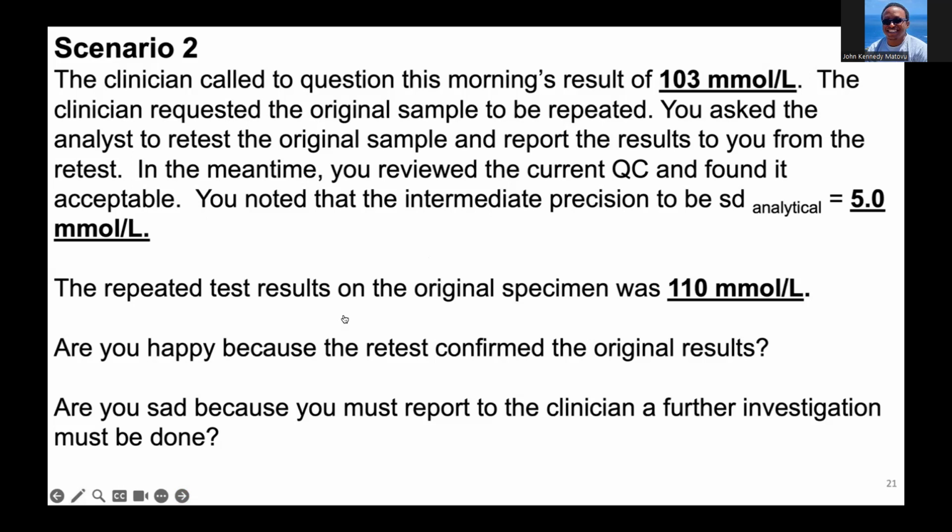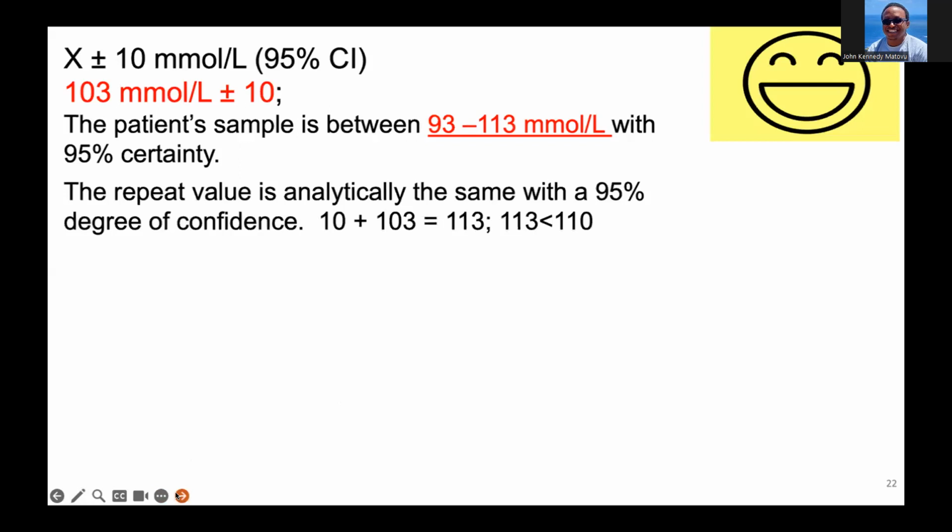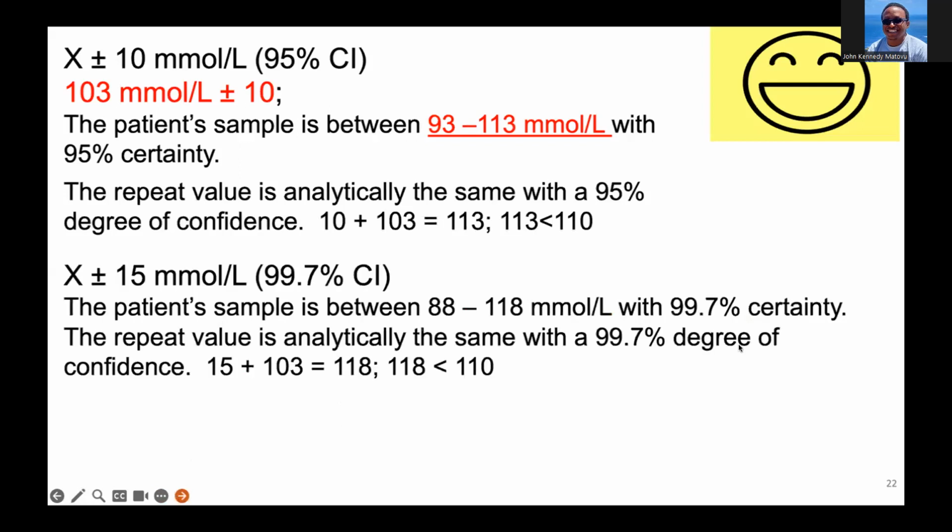Megda's happy. Irina happy. Janet is happy. Christine is happy. Emmanuel is happy. Mosiah is happy. So we're all happy, and we should be happy, right? Because here now we're talking about a confidence limit, an expanded MU, of 10. So it's going to be your value plus or minus 10. So our range now is 93 to 113. So now our value of 110 sits within those limits.